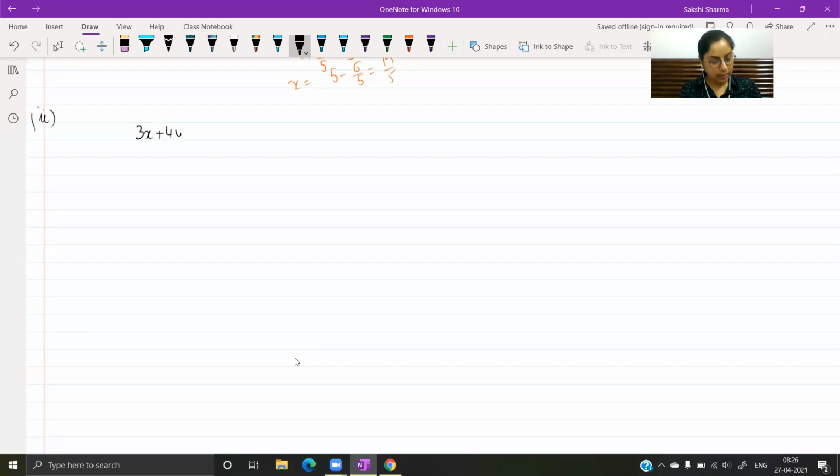We have 3x plus 4y equals 10, and the other one is 2x minus 2y equals 2. This is equation number 2. So first of all, you want to decide which term you want to eliminate. Sometimes the coefficients could already be same. You only have to decide whether you want to add or subtract. One such example is this: x plus y is 14 and x minus y is 4. Just randomly.